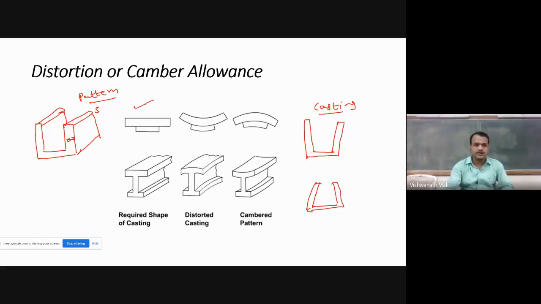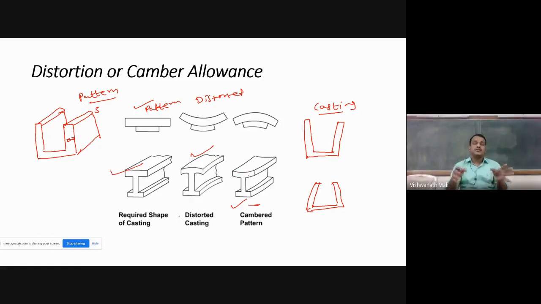This is your part, which you want. So you have made the pattern of this. But after casting, you come to know that it is getting distorted. The casting you are getting is like this. This is wrong, right? So to avoid that, you have prepared the pattern of a curved shape. And when it gets distorted, you will get the original.